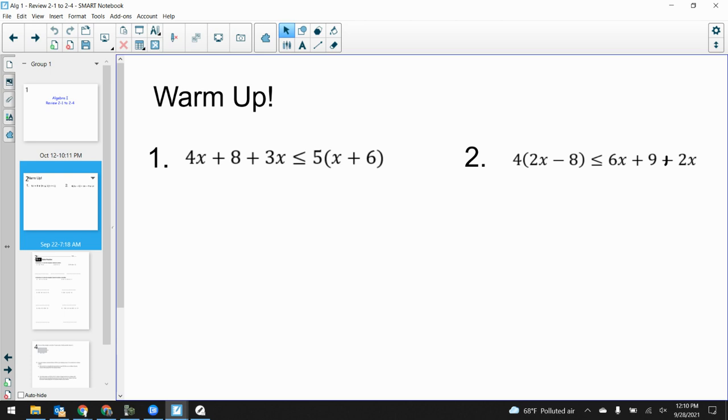So again, just like I was explaining to everybody in class, tomorrow is a quiz day. So if you need to, go ahead and do this warm-up, pause, and then play whenever you're ready. I'm going to go through the homework right now, though.